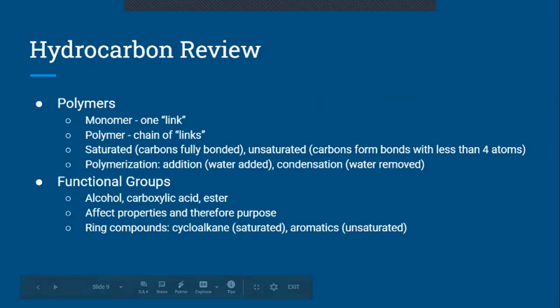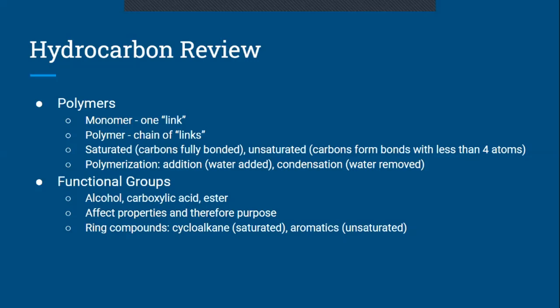So let's review. Polymers. Monomer means one link in the chain, where polymer is many links, or a chain of links. Saturated, when we're talking about hydrocarbons, is when the carbons are fully bonded. They bond with 4 other atoms. And unsaturated is when the carbons form bonds with less than 4 other atoms. So it could be 3 other atoms or it could be 2 other atoms.